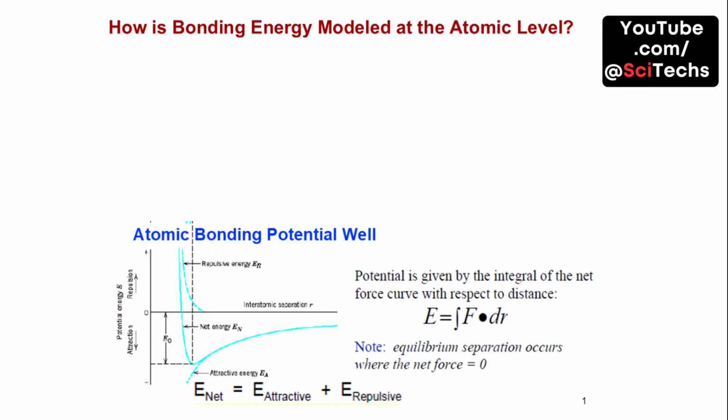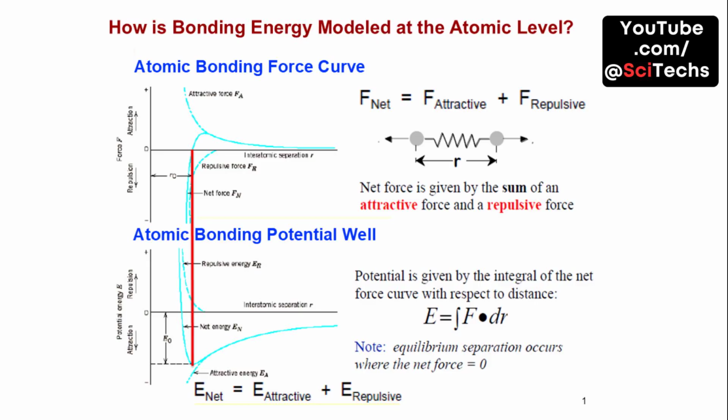The atomic bonding potential well illustrates how potential energy varies with distance between atoms. The equilibrium separation occurs where the net force is zero, indicating a stable bond. Bond strength is related to macroscopic properties such as stiffness, melting temperature, and thermal expansion coefficient. Stronger bonds result in deeper potential wells, indicating higher energy and stability.